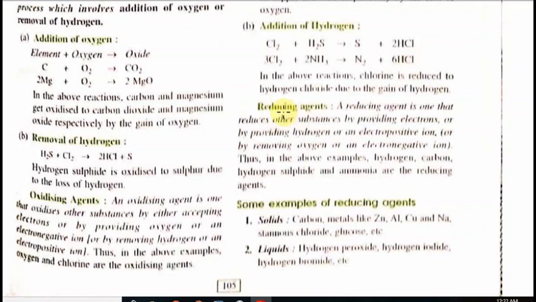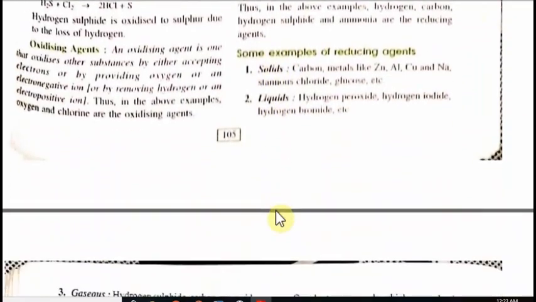Now next point is reducing agent. A reducing agent is one that reduces other substances by providing electrons or by providing hydrogen or an electropositive ion. Some examples of reducing agents are also given. So students, please memorize these as you have memorized the oxidizing agents effectively.